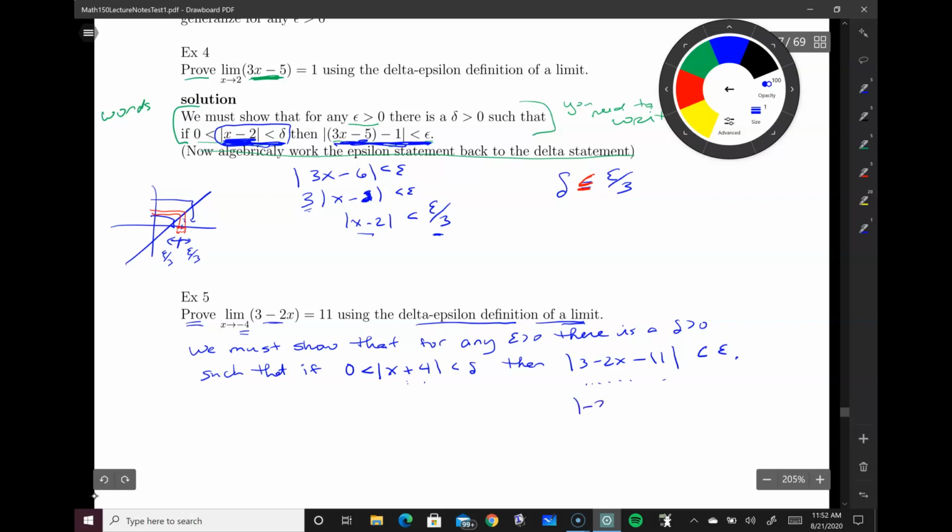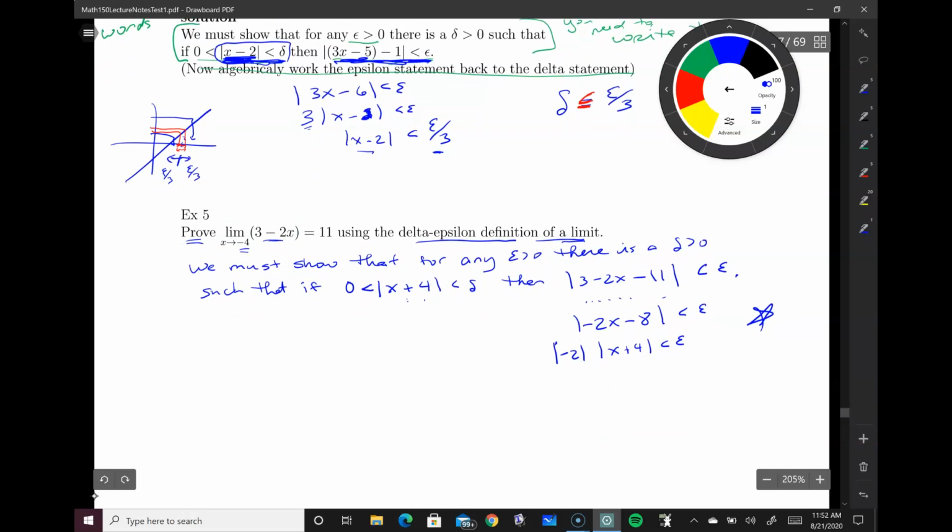I'm just going to fix this in here, so I get negative 2x minus 8 is less than epsilon. I'm going to be careful here, so put a big star by this. I'm going to factor out a negative 2, so I get x plus 4. When I'm factoring out a negative 2 in the absolute value, that just turns into a positive 2. Good thing, because my deltas and epsilons are positive numbers. So I'm going to divide through by 2. There it is. So I've got this matching this.